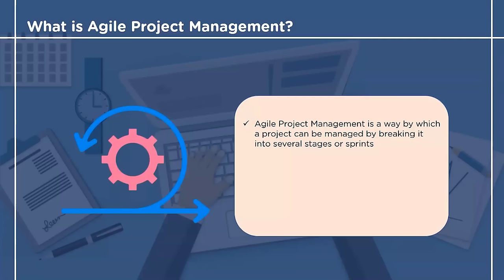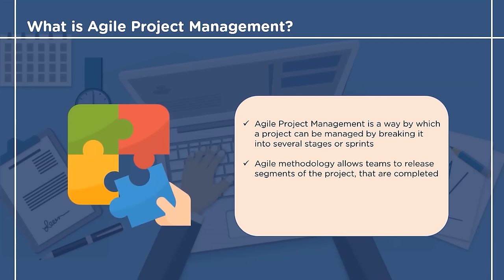Agile Project Management, as the name suggests, is a flexible approach to building a project. In Agile Project Management, the project is broken down into several stages or sprints. Agile does not work on the principle of delivering the final product at the end of the project.